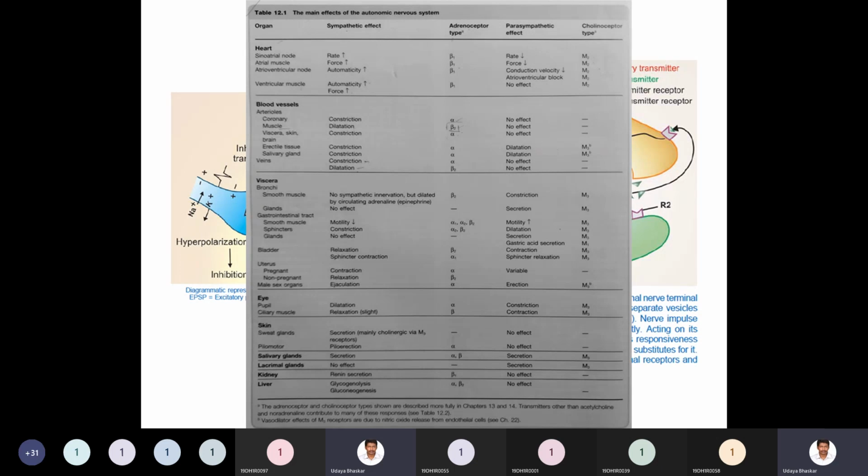Likewise, the atrial muscle is responsible for force of contraction. Beta 1 is present there, so when adrenaline is released, the atrial muscle will increase the force of contraction. The SA node will increase the rate of the heart. The atrioventricular node will pass on the electrochemical potential to the Purkinje fibers so that the ventricles can be contracted. So automaticity will be increased, and in ventricular muscle, again the automaticity will increase, as well as the force of ventricles pumping out, during the sympathetic effect.